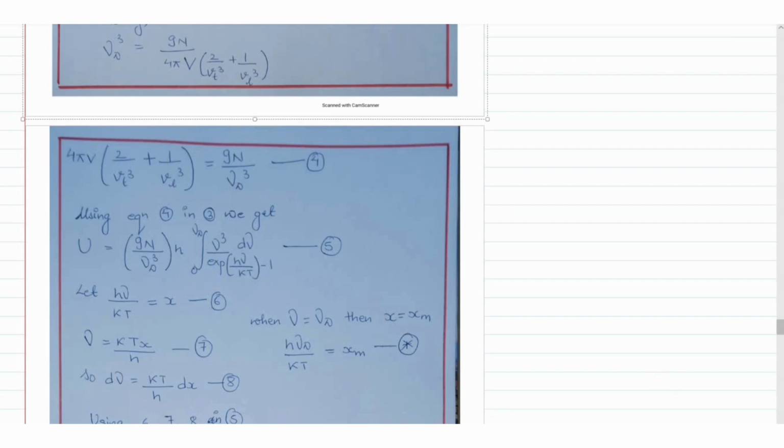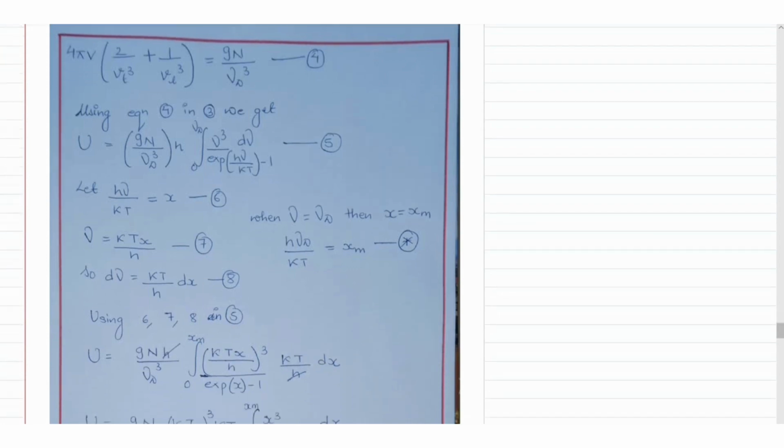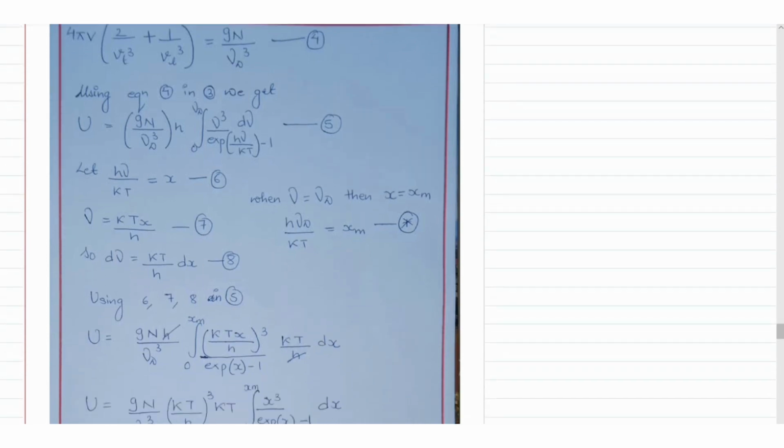So nu is equal to kT x by h. This is our equation number 7, and d nu is equal to kT by h dx, equation number 8. Now using equation number 6, 7 and 8 in equation number 5, we get that U is equal to 9N h by nu_D cubed, integral from 0 to x_m. We are changing the limit here because we are using everything in terms of x. Nu is equal to kTx by h, so nu cubed is equal to (kTx by h) cubed, divided by exponential x minus 1, and d nu is equal to kT by h dx.